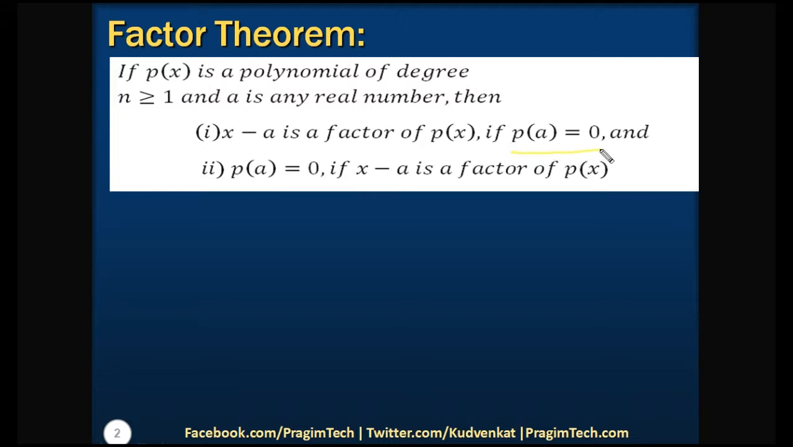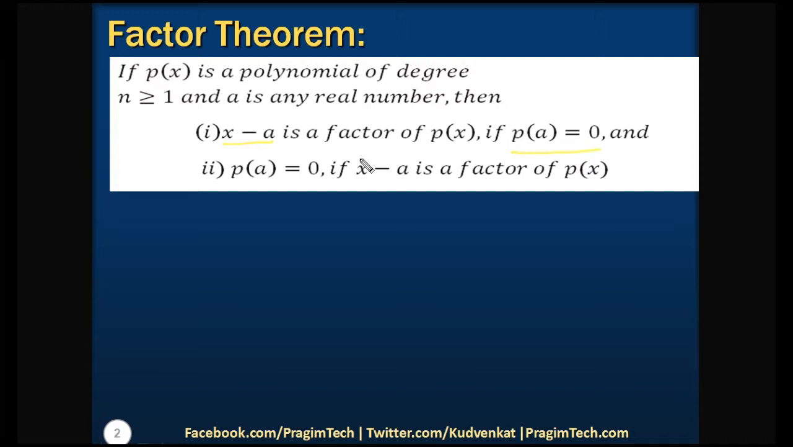That means in place of x, once we substitute a, if the polynomial value is becoming 0, then we can say that x minus a is a factor for the given polynomial p of x. Or in other words, if p of a is equal to 0, then x minus a is a factor of p of x. So according to factor theorem, x minus a is a factor for the given polynomial if the polynomial value becomes 0 when we replace x with the divisor value.